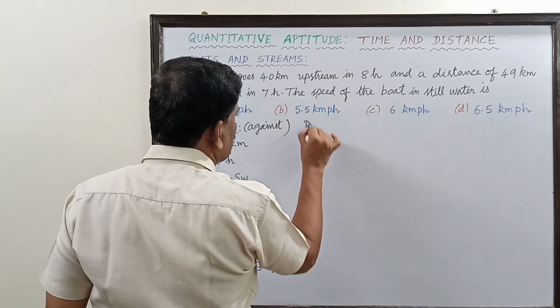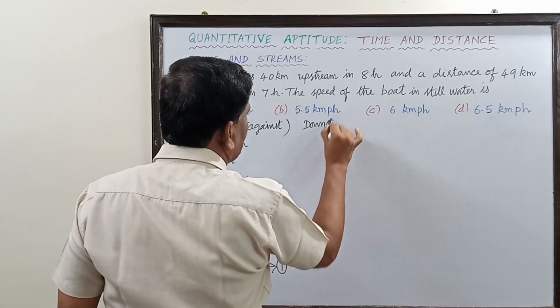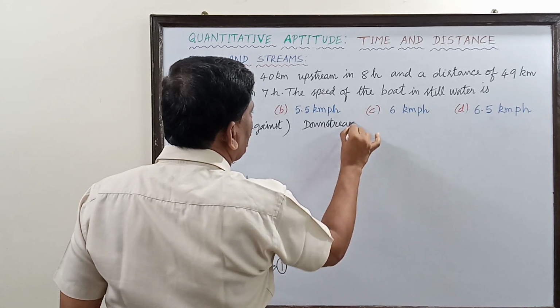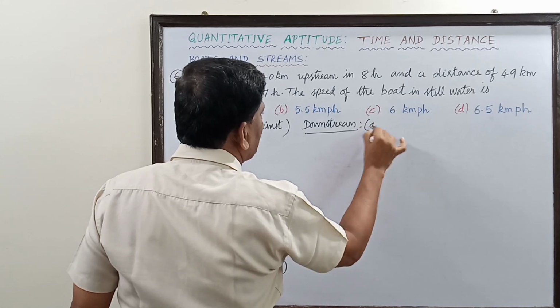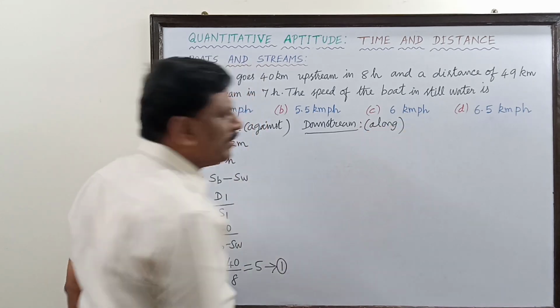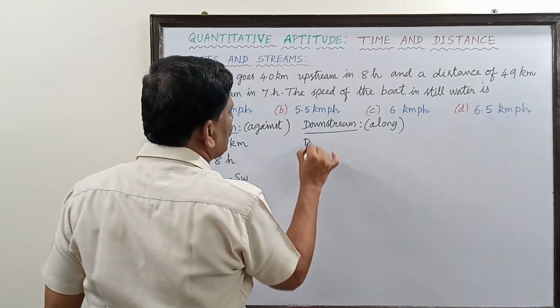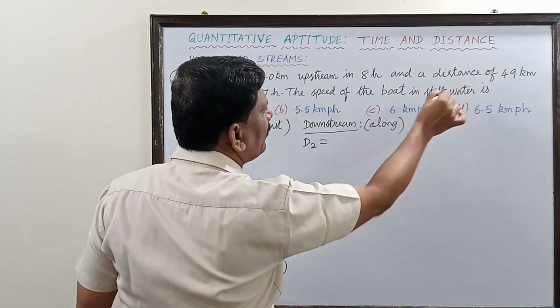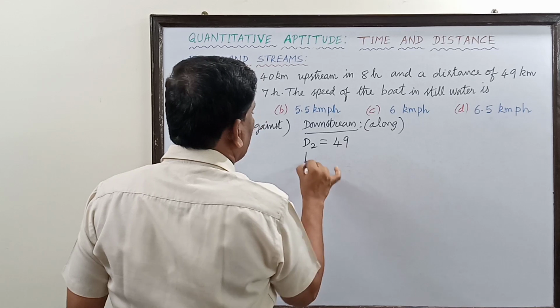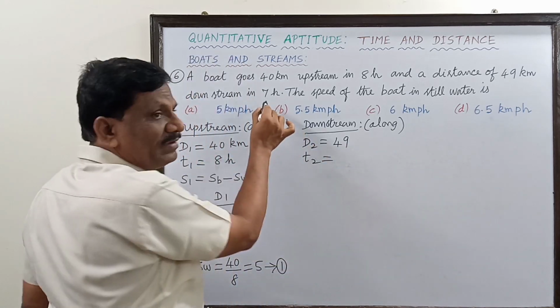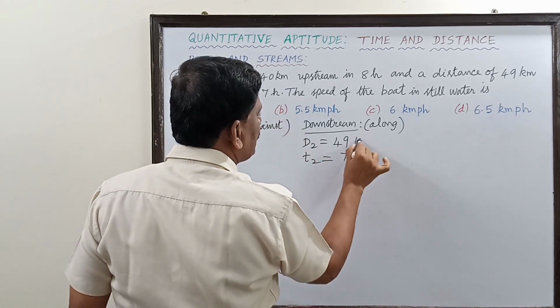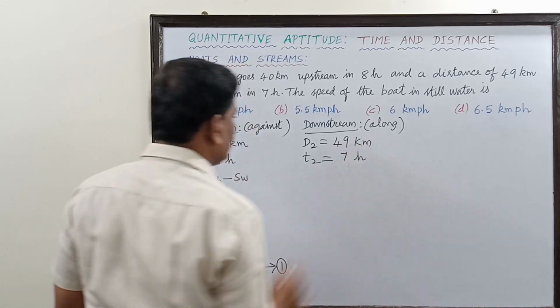Now for downstream, similar steps. Downstream means it is along the water current. And here the distance travelled is given as what? 49 kilometers and the time is given as 7 hours. So this is 49 kilometers and this is 7 hours.